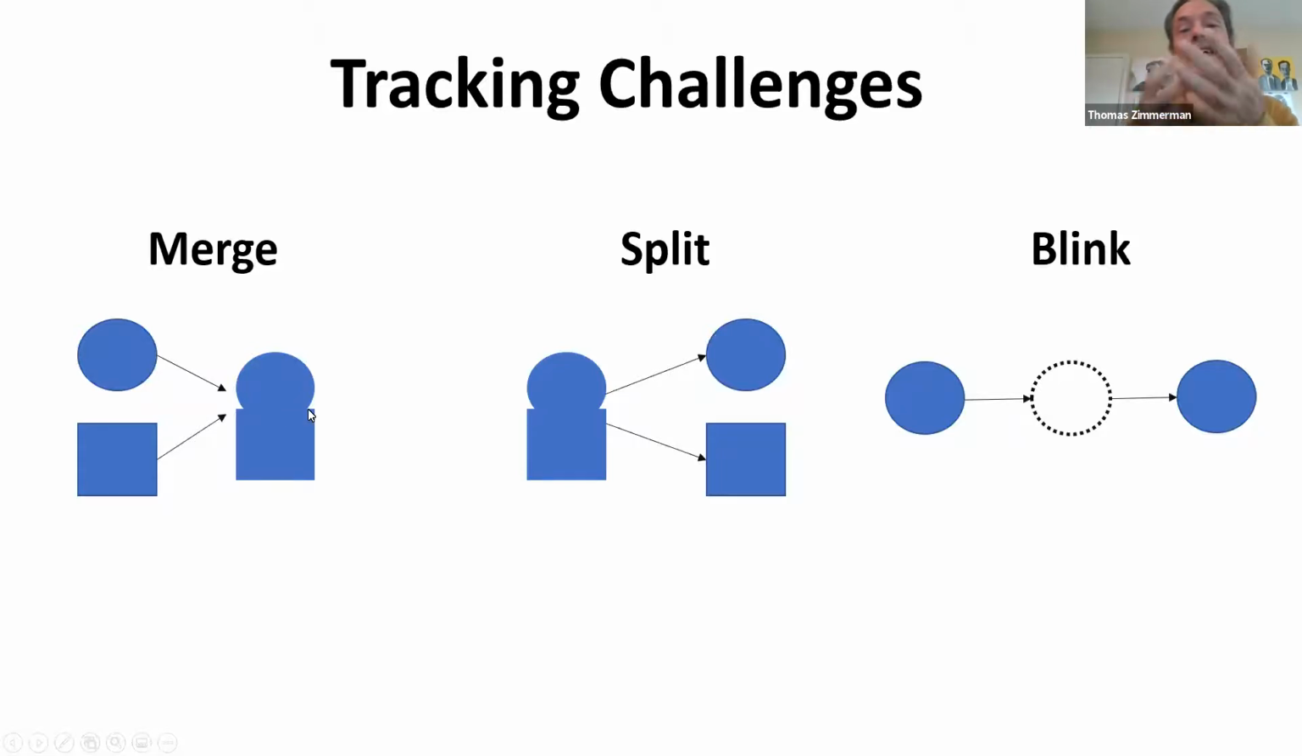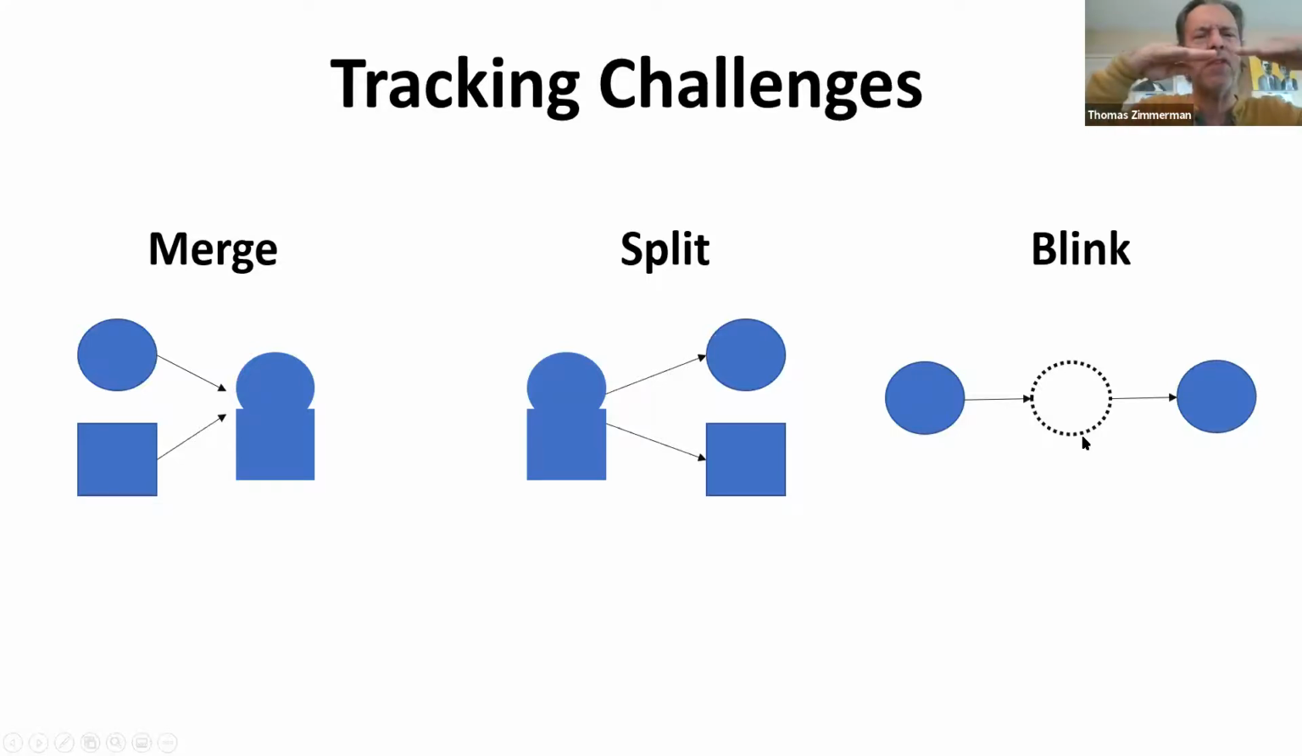Also, the complement to that is when 2 objects that are merged, they come apart. That's called splitting. If you're tracking this one and all of a sudden the next frame, there's 2 objects here, that's very confusing. And then the third I call blinking.